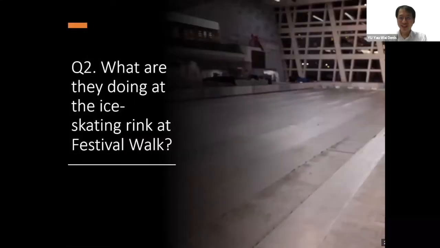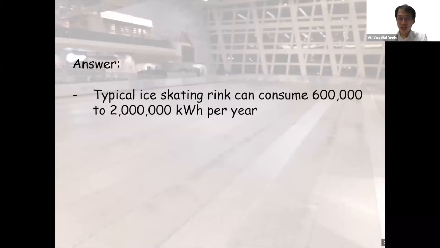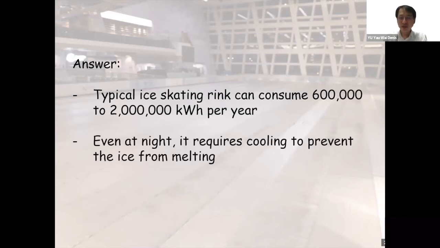Second question. This is the ice skating rink in the Festival Walk. The question is, what are they doing at the ice skating rink? As you see, the ice skating rink actually has something covering it. And if you think about it from the energy point of view, ice skating rinks use a lot of energy in order to keep the ice from melting. And that's especially true even at night. When nobody's using it, you still need to cool in order to prevent the ice from melting.